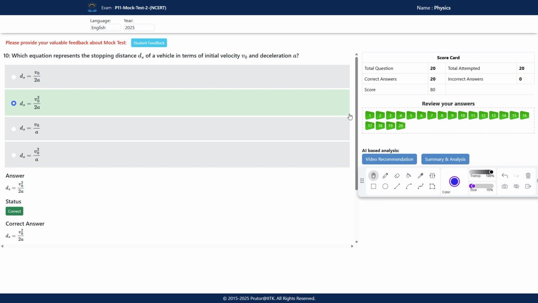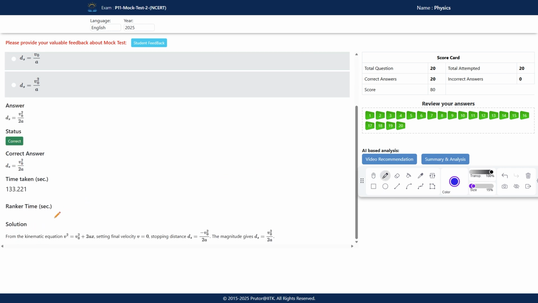So if we talk about the stopping distance, from the kinematics equation, v squared is equal to v naught squared plus 2ax. Putting in all the given terms, the final velocity is 0 because the concept here is stopping distance. So just substitute v is equal to 0, and you will get ds is equal to minus v naught square divided by 2a. This question asks about the magnitude of ds, so it will be v naught square divided by 2a.